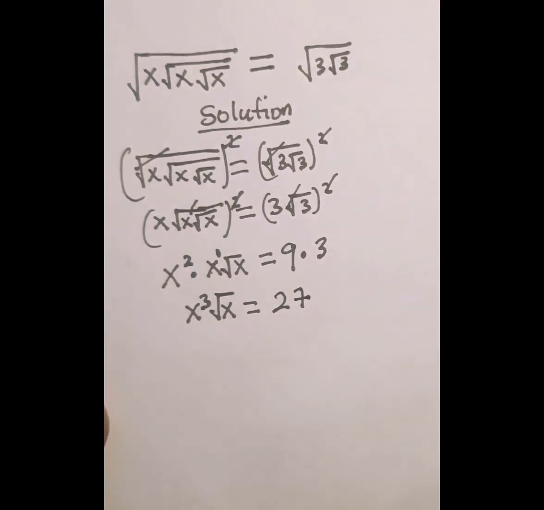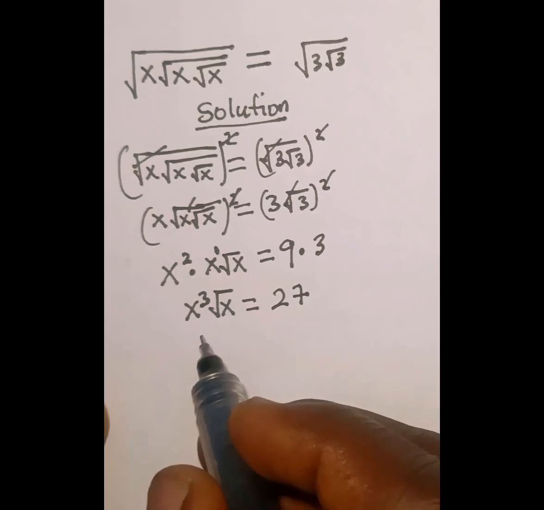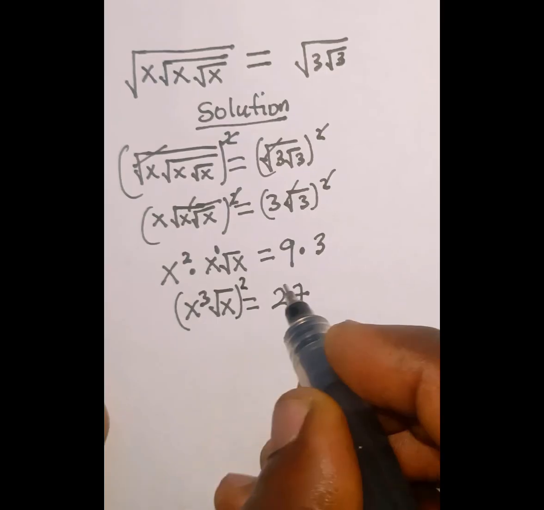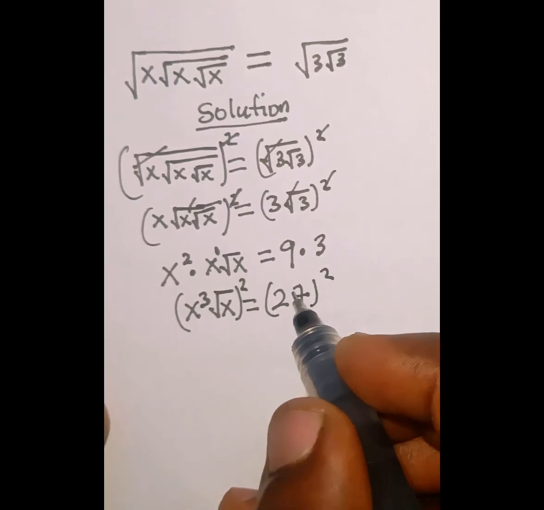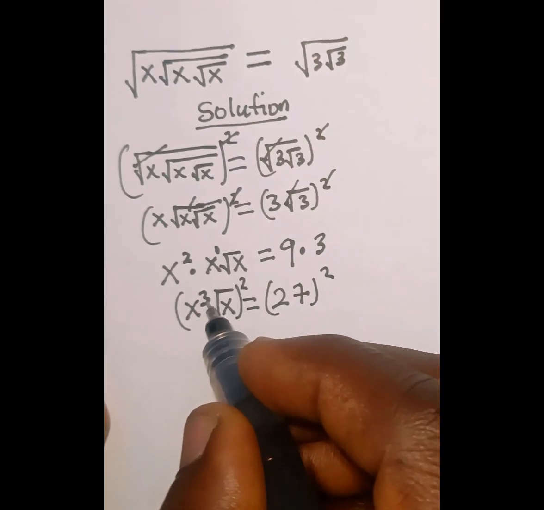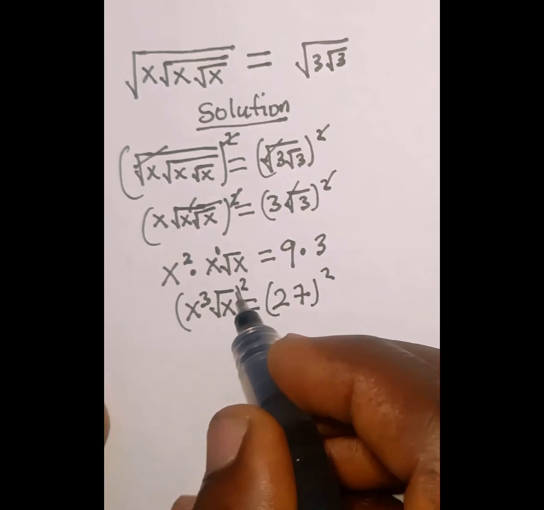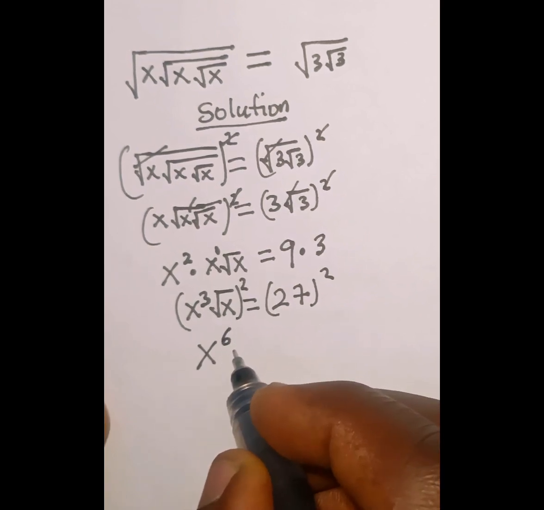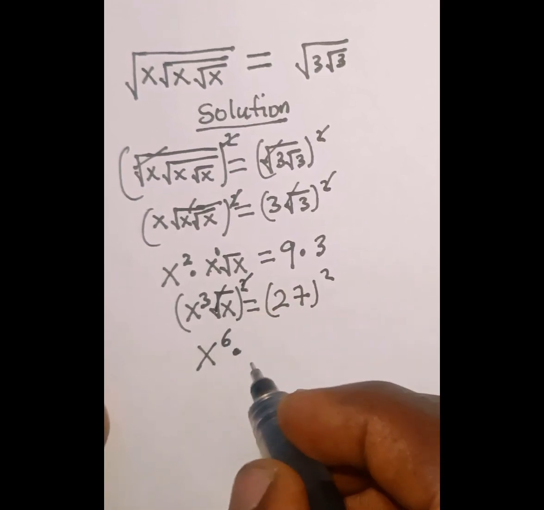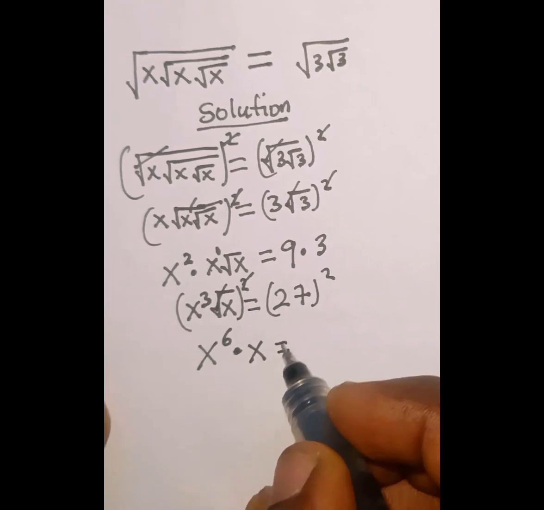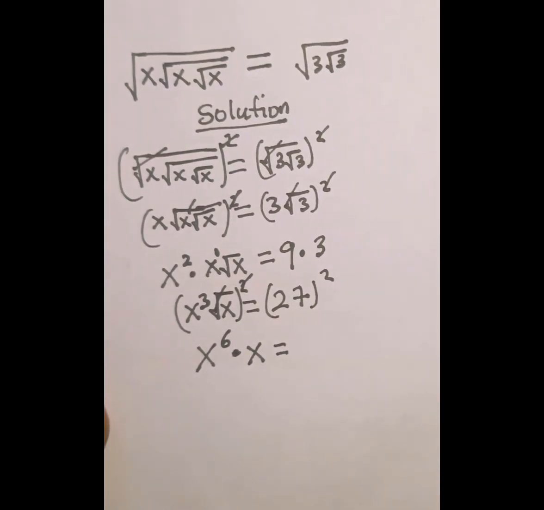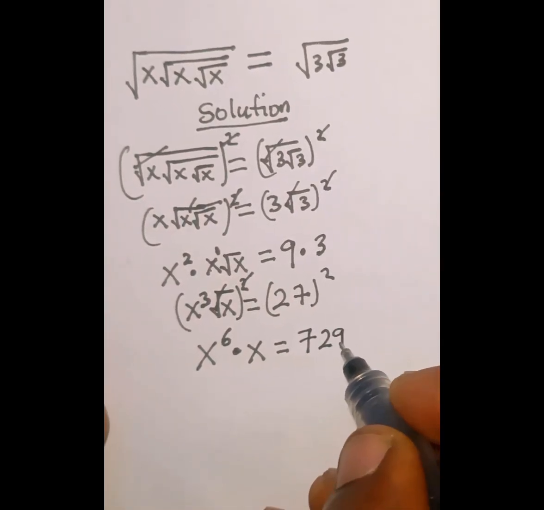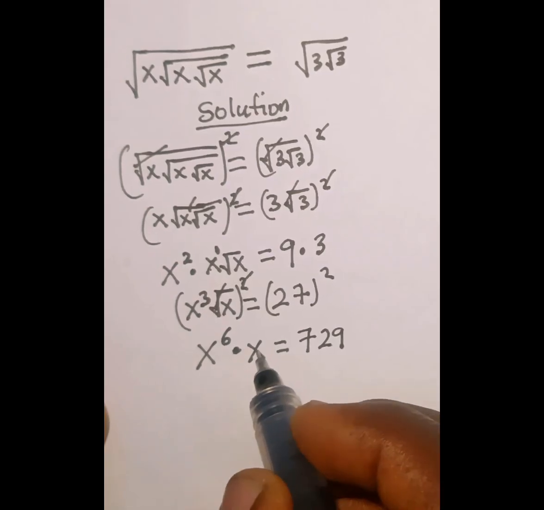Now the next thing we are going to do is to take the square root of both sides again to remove this last square root. So we take the square root of the left hand side and also the square root of the right hand side, so that this x to power 3 squared implies we are going to multiply the two powers together. 3 multiplied by 2 is going to give us x raised to the power of 6. Then multiply by, the square is going to cancel the square root. We are left with just x, which is equal to 27 squared, which implies 27 multiplied by 27, which is going to give us 729.